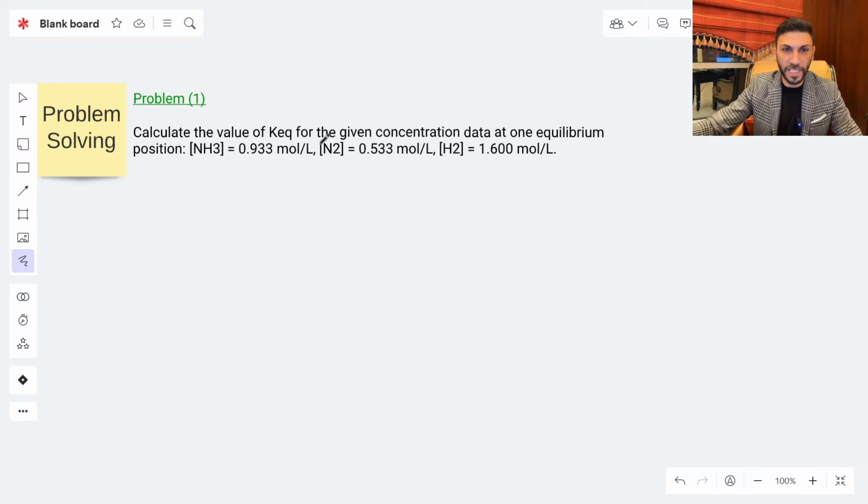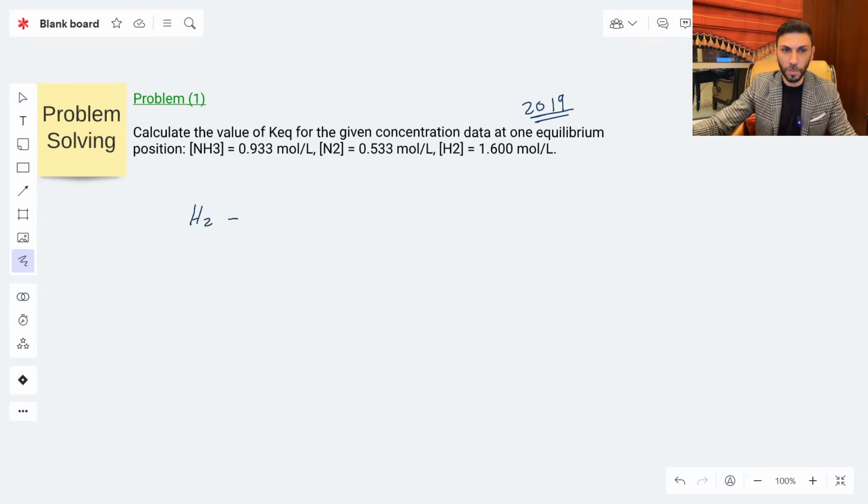All right, let's now apply what we understood by solving some problems. Calculate the value of KEQ for given concentration data on one equilibrium position, and you are given NH3, N2, and H2. Basically, this question came in exam 2019, and you are not given the chemical reaction, because this chemical reaction is very important to memorize and understand actually. So how can we write the chemical reaction?